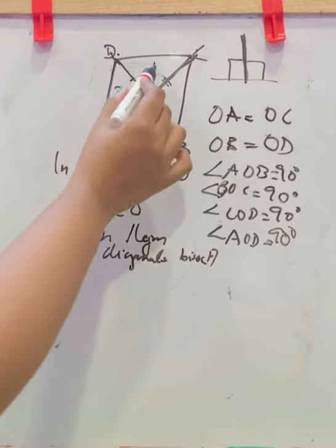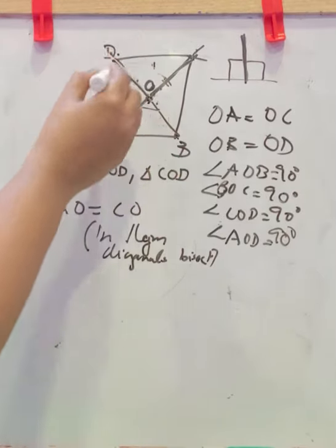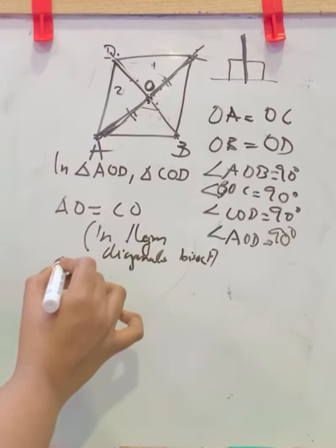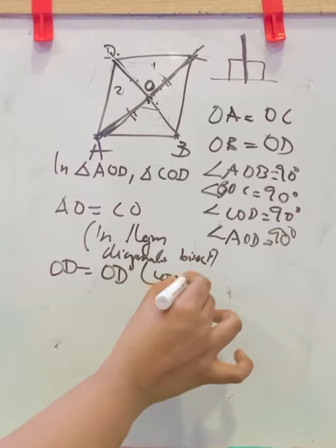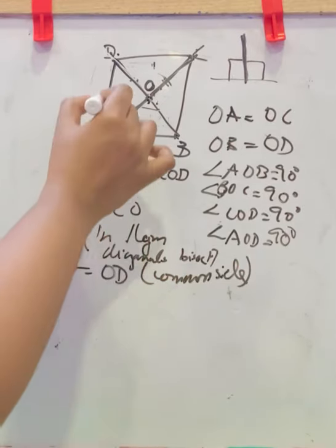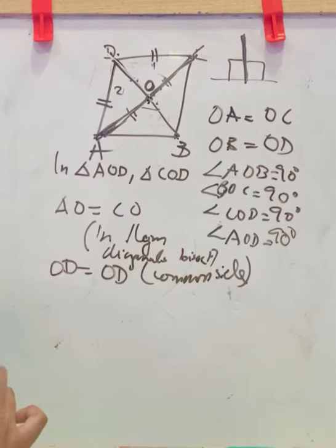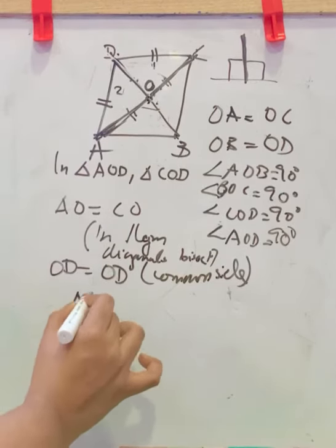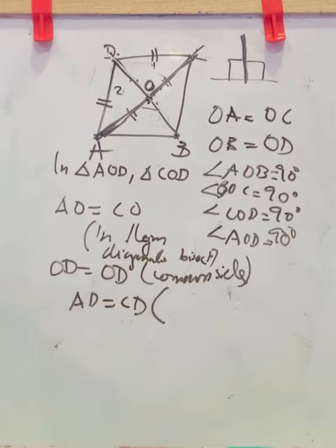Now, in these two triangles, this side is common side. So we can say OD equal to OD, common side. Now next, this side and this side will be equal. That is AD equal to CD. Do you know the reason? It satisfies all the properties of a kite also.